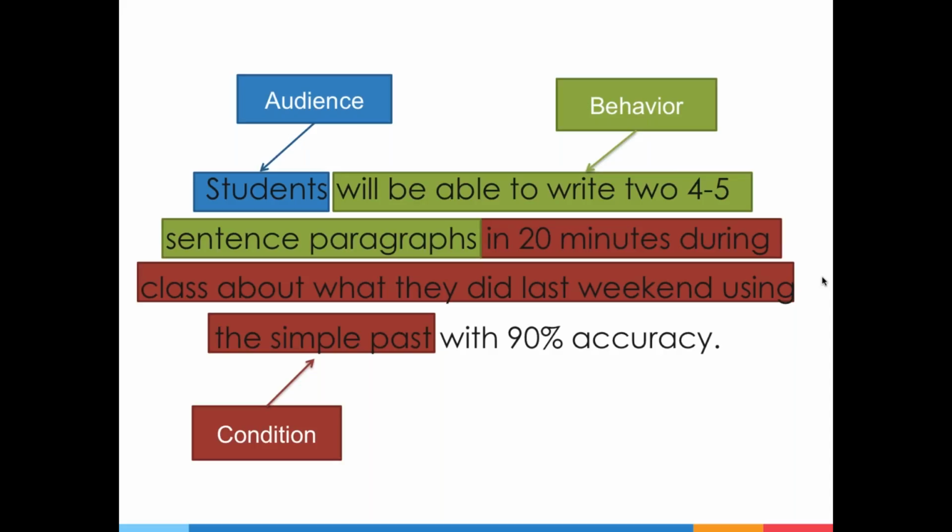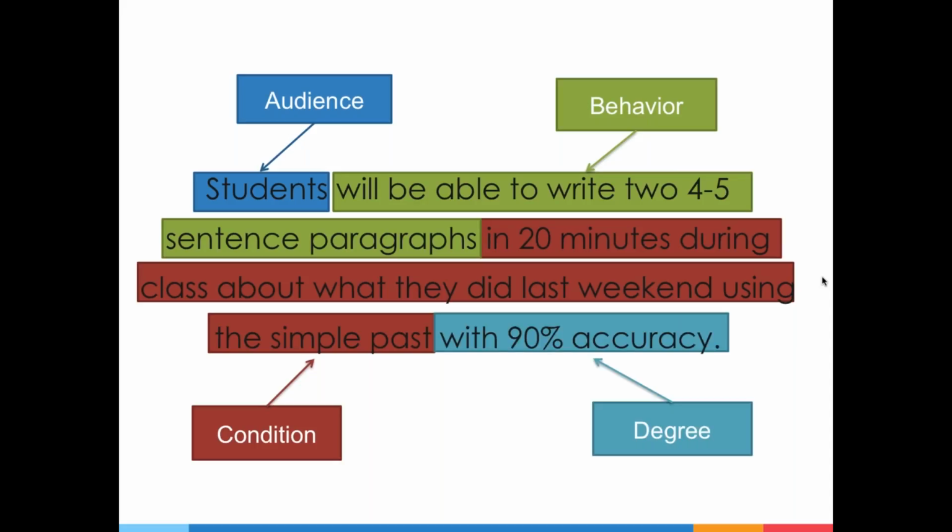And finally, we have the degree, which is we want them to be able to do this with 90% accuracy. But the part that's really important here is when we're talking about accuracy, we're actually talking about the simple past. So when we're grading this activity, we're going back to making sure that students are able to use the simple past. Now, you could say irregular verbs or something along those lines to change this, and you can change your accuracy. But I feel that 85 to 90% is good.